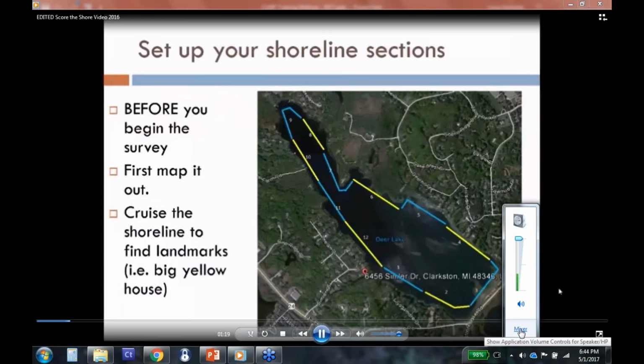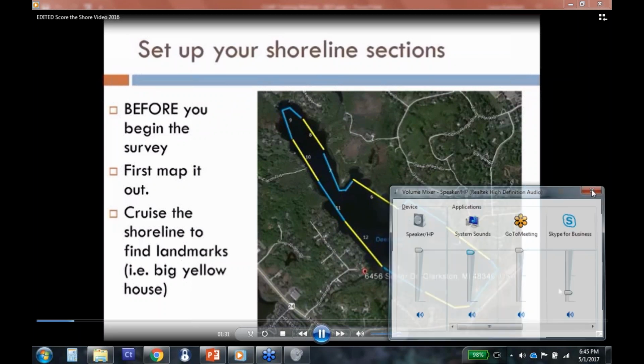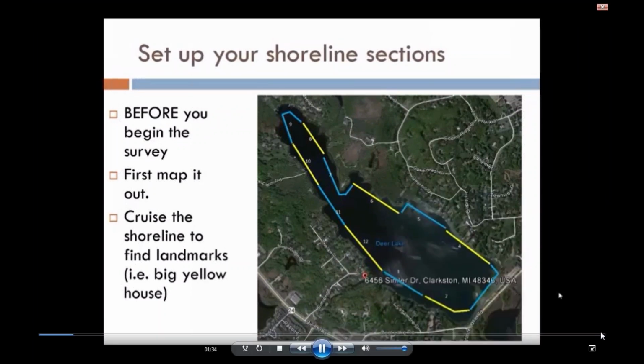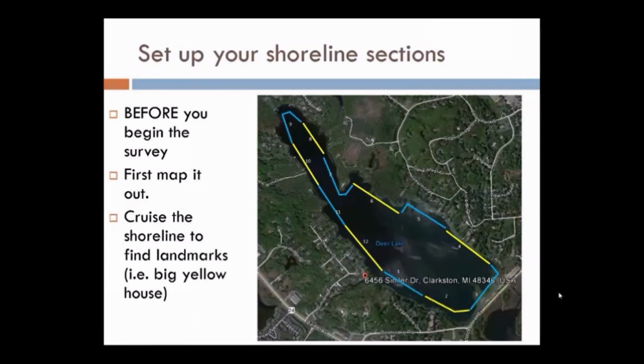The first step in the Score the Shore process is to break your shoreline into approximately 1,000-foot sections. The sections don't have to be exactly 1,000 feet, just close to it. You need to do this before you begin the survey. We recommend using an aerial map to first produce a rough sketch of where the 1,000-foot sections will fall. Then, cruise around the lake in your boat and pinpoint specific landmarks, like a house or a dock, that indicate the exact start and stop of each section.